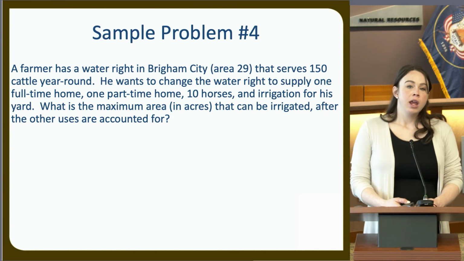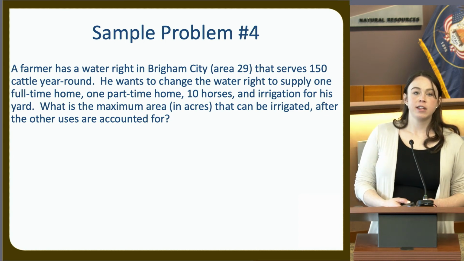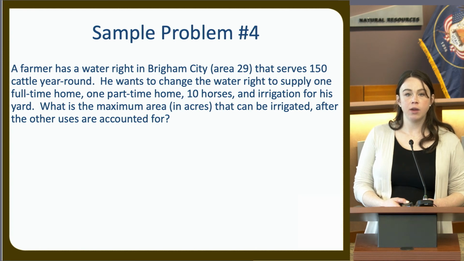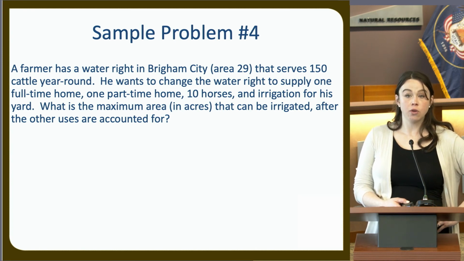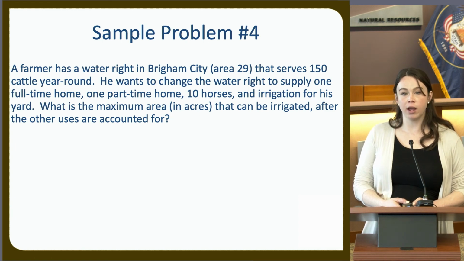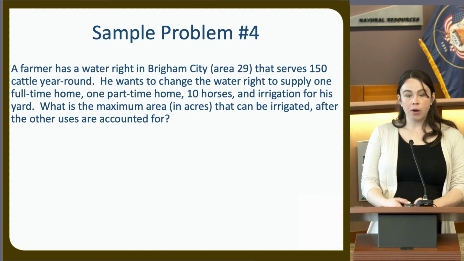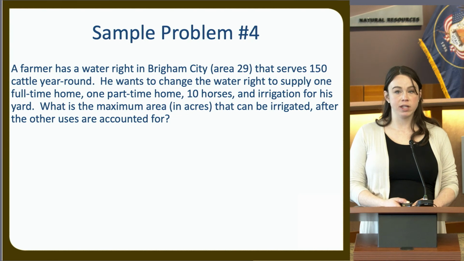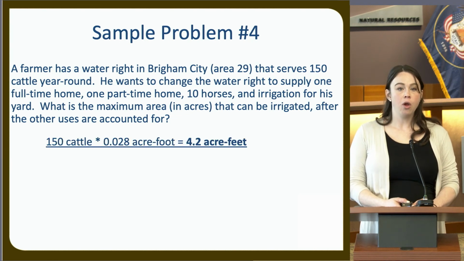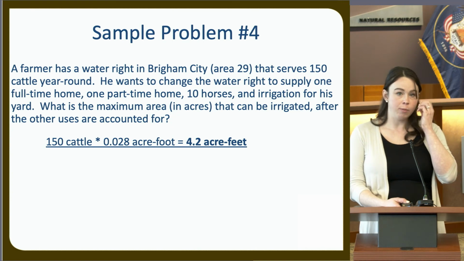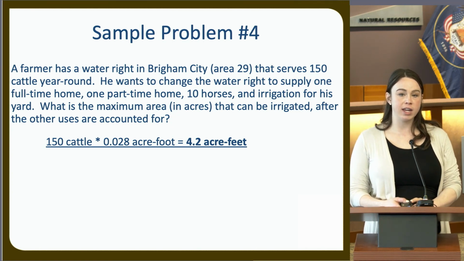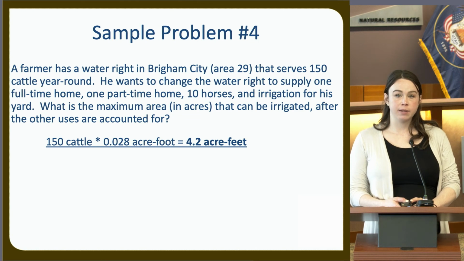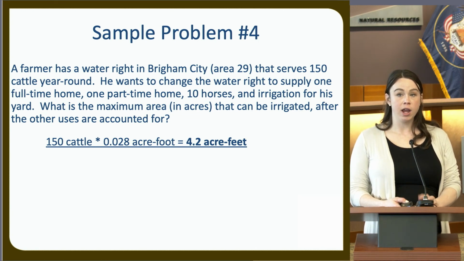All right. A farmer has a water right in Brigham City that serves 150 cattle year-round. He wants to change the water right to supply 1 full-time home, 1 part-time home, 10 horses, and irrigation for his yard. What is the maximum area in acres that can be irrigated after the other uses are accounted for? Well, first let's figure out what acre-foot amount he's working with his 150 cattle. So he has the 150 cows already. We multiply that by that fixed rate of 0.028. He has 4.2 acre-feet.